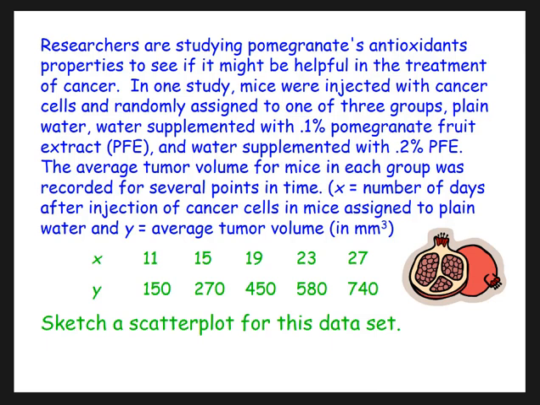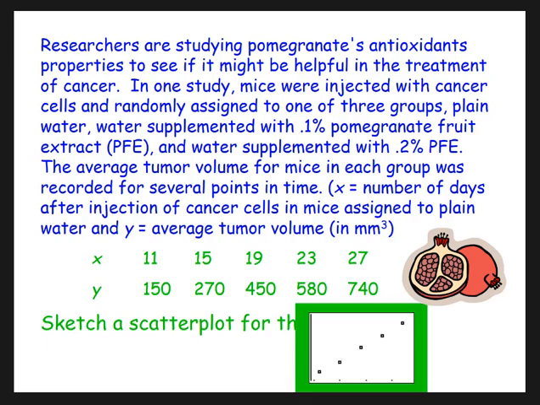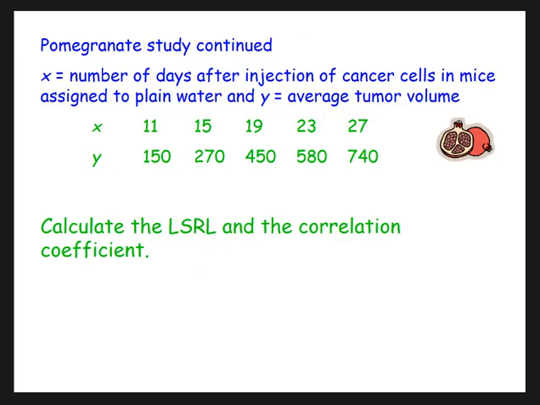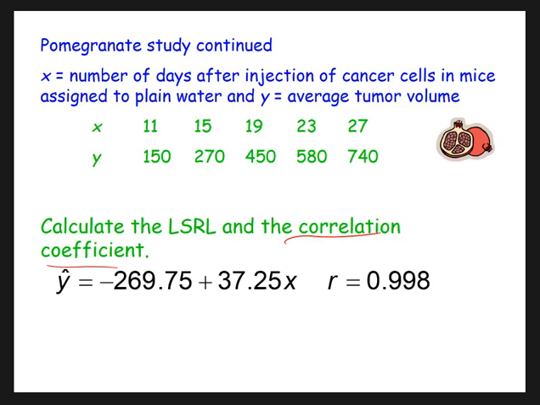So X is the number of days, Y is the size of the tumor. We get that graph that sure looks like a linear relationship to me. So let's calculate the correlation coefficient. Now remember what the correlation coefficient looks like, and our regression line. The correlation coefficient is positive, which means that this is a positive relationship. As time goes on, the tumor gets larger. It's close to 1, which means it's a very strong positive relationship.